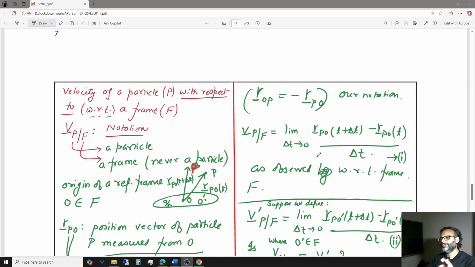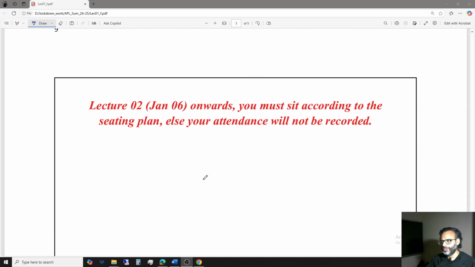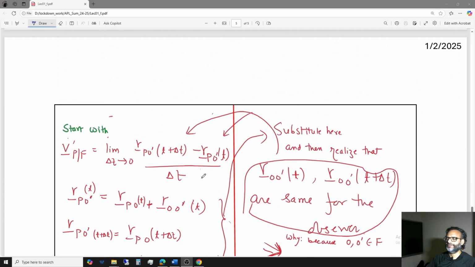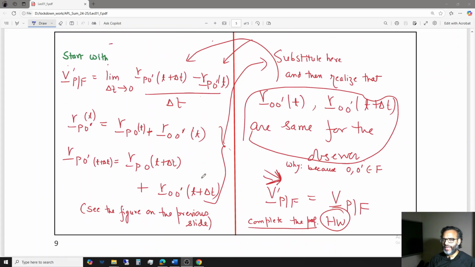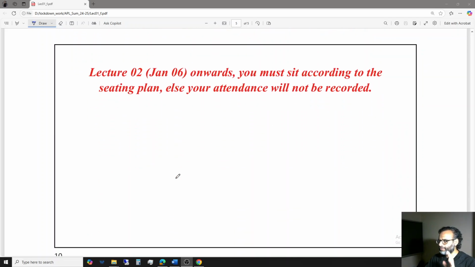You should do this as homework. It is a homework exercise I am leaving you with, to come to this conclusion that V prime PF is equal to VPF. So the choice of origin doesn't matter as long as the origin is fixed to that frame. So that concludes our description of what the velocity of a particle with respect to a frame is.